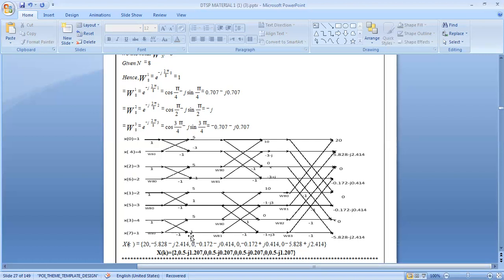Okay. Now the next step is the fourth stage computation. The output of 5 has to be combined with 5, and minus 3 combined with minus 3, and minus 3 combining with 1. This will be the addition of the two numbers: 5 plus 5 will be 10, and then minus 3.